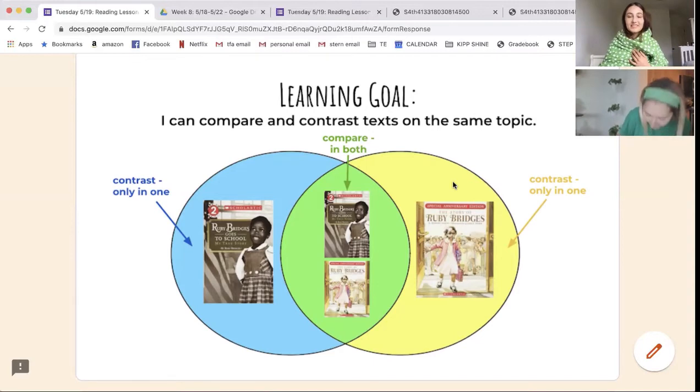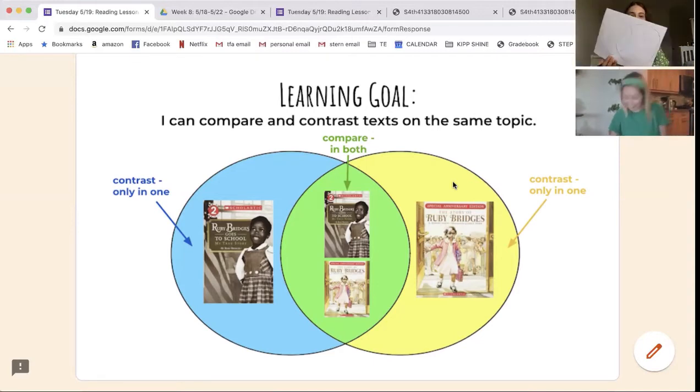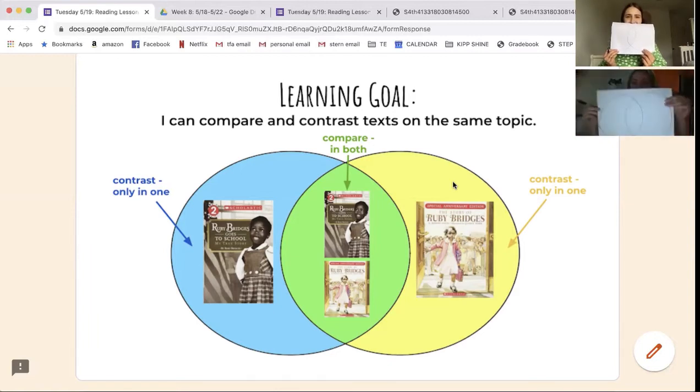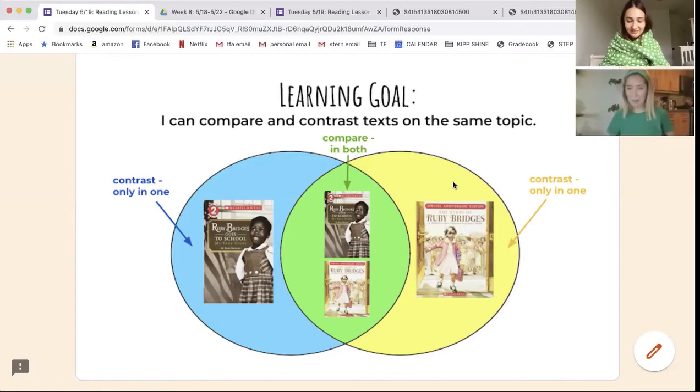Even with a plate, mine's not so good. Hey, that looks good.